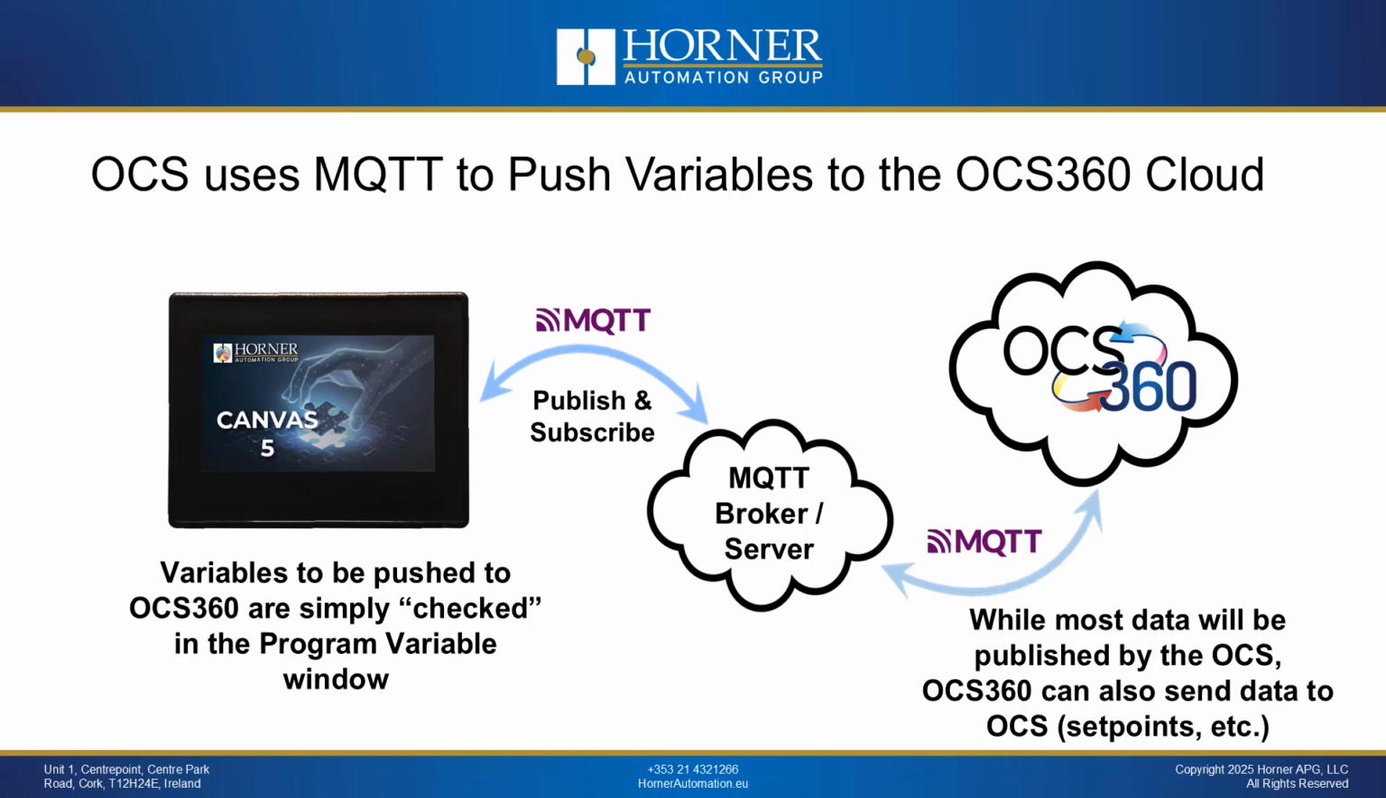Now, to demonstrate visually what we are talking about in terms of the way data is being sent to the cloud from OCS, we use a special version of MQTT for the OCS to push the data up to the OCS 360 cloud through an MQTT broker server. Now, most of the data will be published by the OCS. In other words, it will be processed data and other machine data that is native to the OCS. But there can also be some data that comes back in the other direction from the OCS 360. Maybe some set points or maybe some manual overrides.